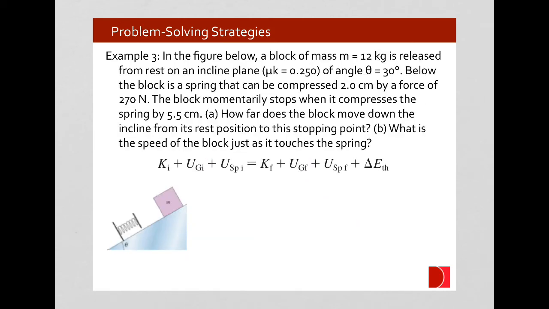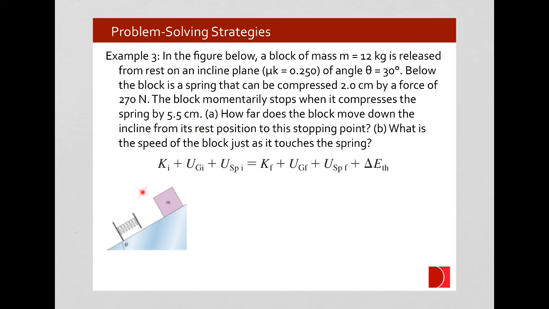In our last example, we have a block that is released from rest down an inclined plane with friction. The block hits the spring and compresses the spring. Here we're told how much force will compress the spring by a certain amount. That is giving us the spring constant K. The block compresses the spring, and we want to know how far the block moves down the inclined plane before the spring stops it.